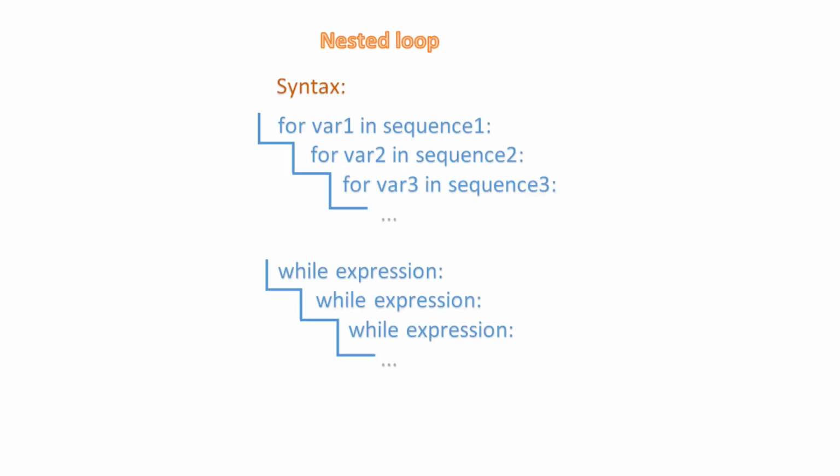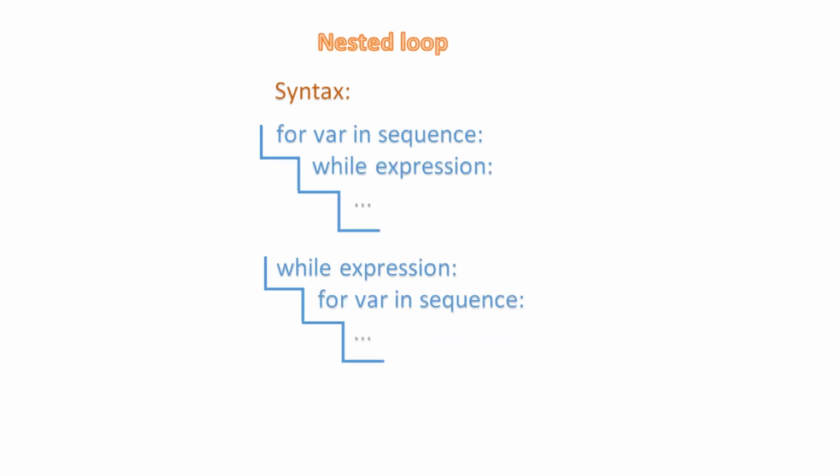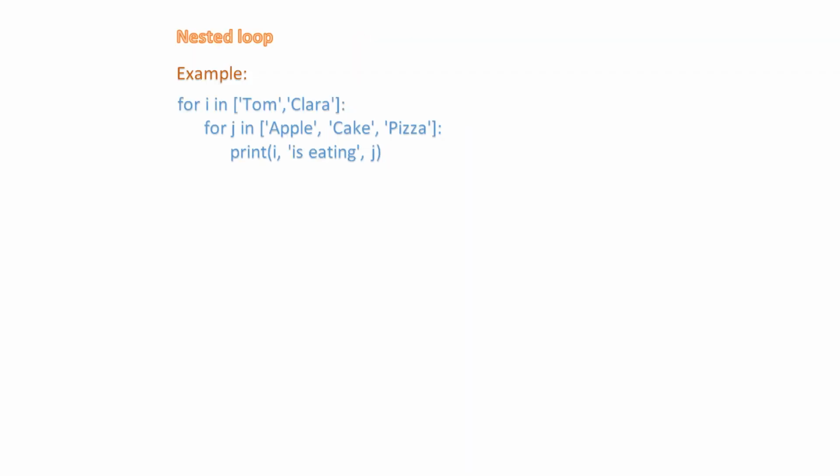We can also have multi-level nested loops like this. And we can also use a mixed combination of for loop and while loop nested in each other depending on the requirement. Let's see an example on nested loop. Here I am writing a for loop to iterate a list of people. The inner for loop is to iterate a list of eatables with indentation of 4 spaces.